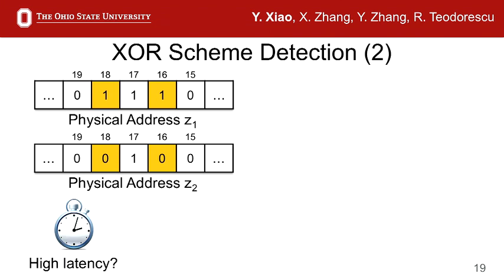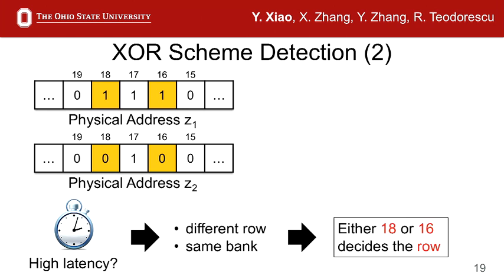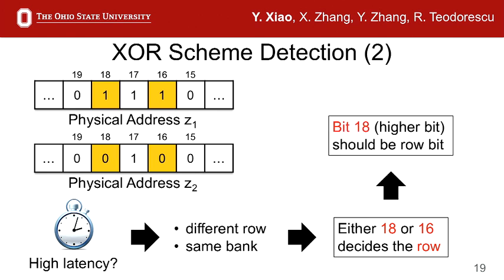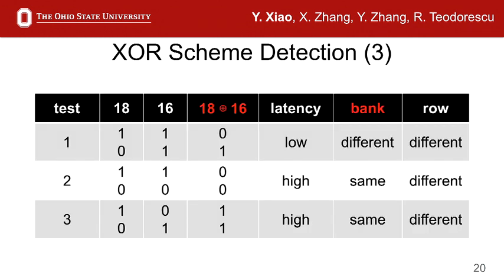If a high latency is witnessed, they are again in the same bank but different rows. In other words, either bit 18 or bit 16 decides the row. However, row bits tend to be higher bits for efficiency reasons. Putting row bits in higher positions helps reduce bank duration. Bank duration means frequently changing a bank's currently activated row. So in this case, we take bit 18 to be a row bit. However, bit 18 has more jobs than simply designing the row index. That's why we didn't recognize it in the previous row bit detection tests.